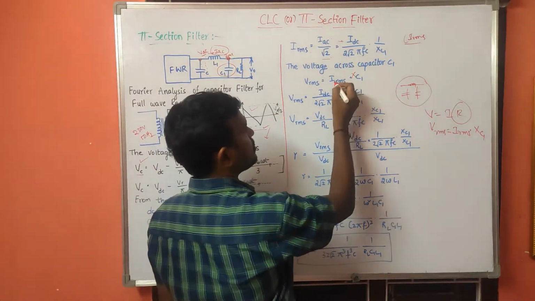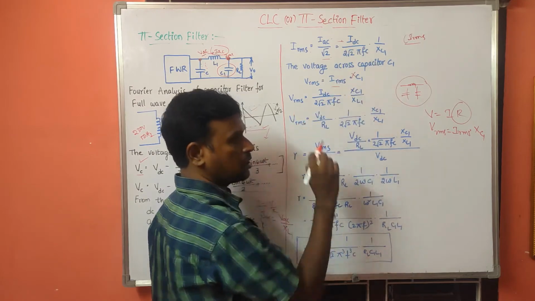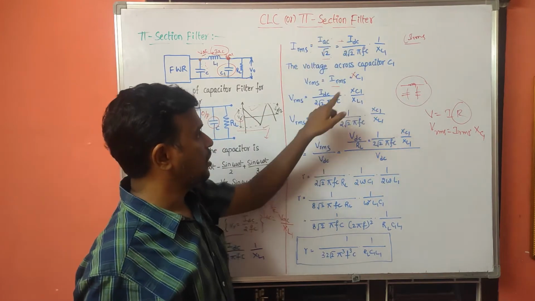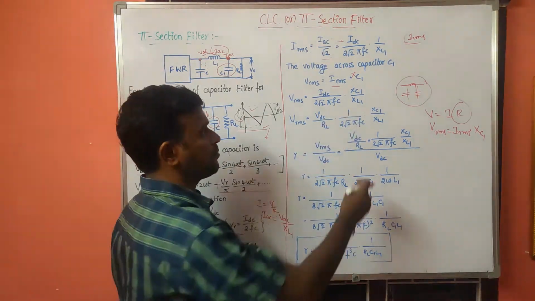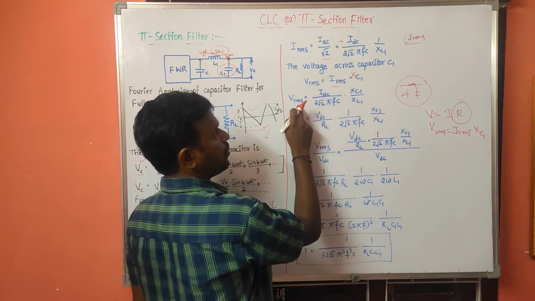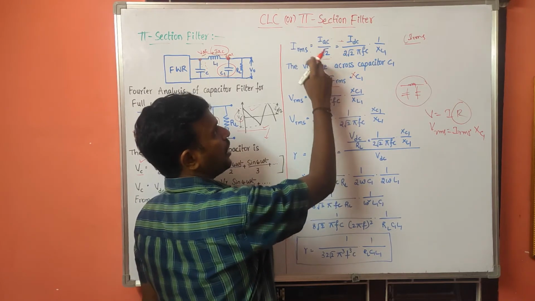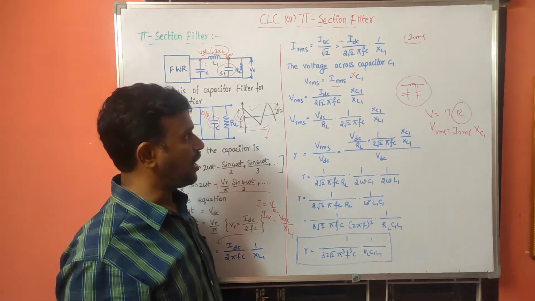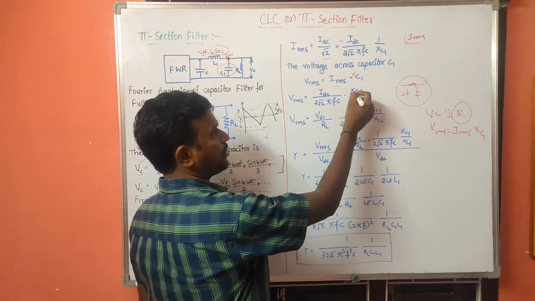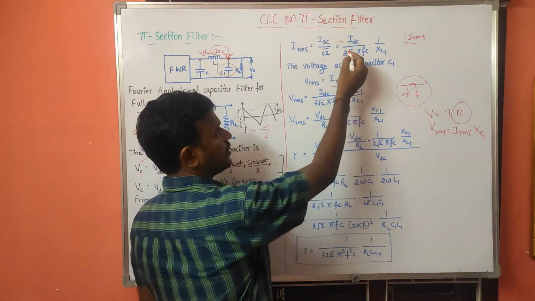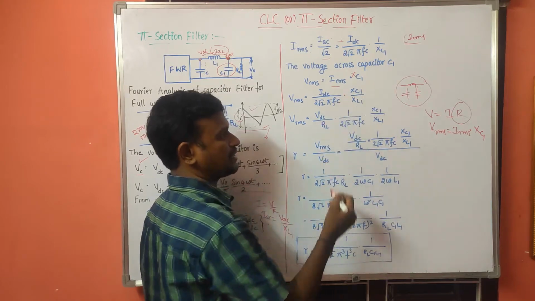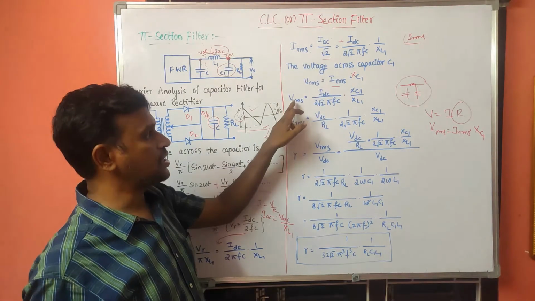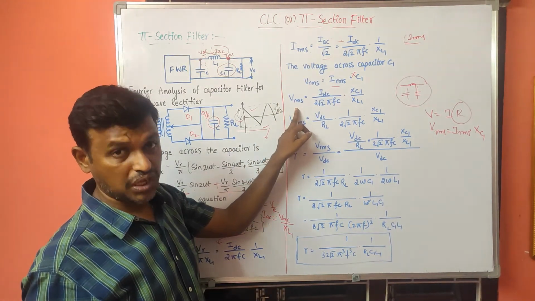So what is IRMS? You can substitute this value in this equation, so that you will get VRMS is equal to IDC by 2 root 2 pi FC XL1, and it is multiplied with XC1. So if you observe this, VRMS is equal to IRMS, and the IRMS value is IDC by 2 root 2 pi FC multiplied with 1 by XL1. Therefore it is multiplied with XC1 by XL1 here. So I will write this term completely separately, and I will write XC1 by XL1.